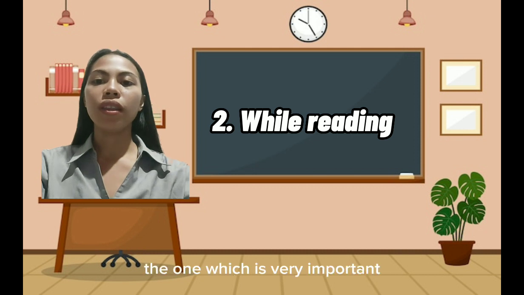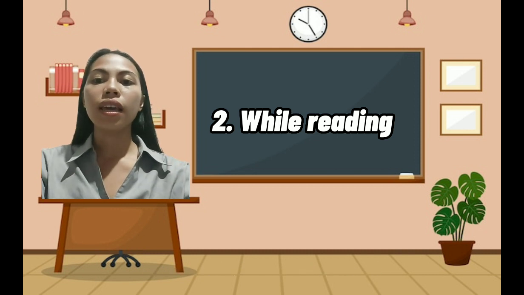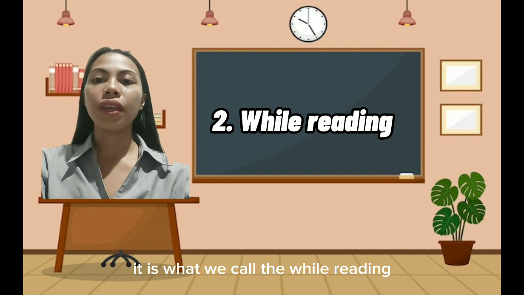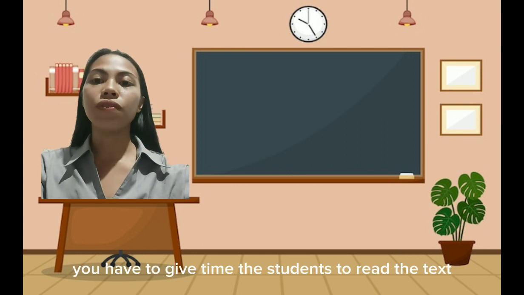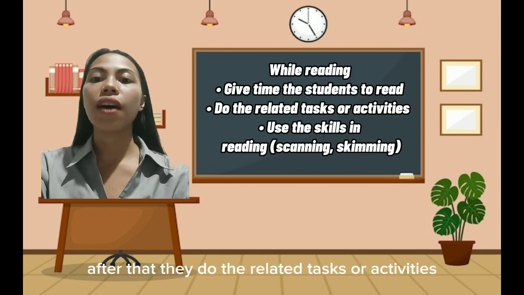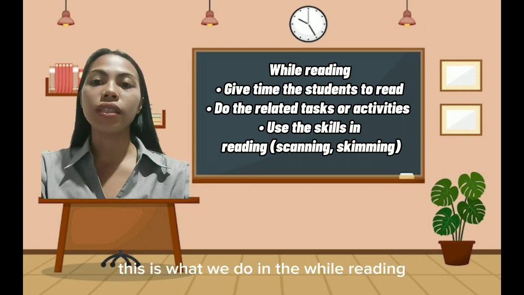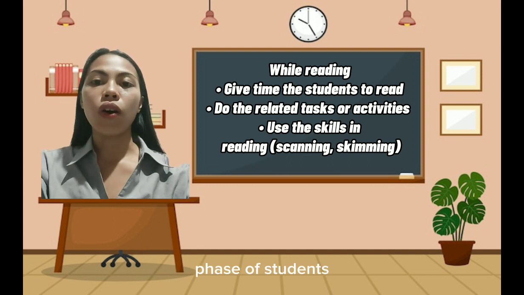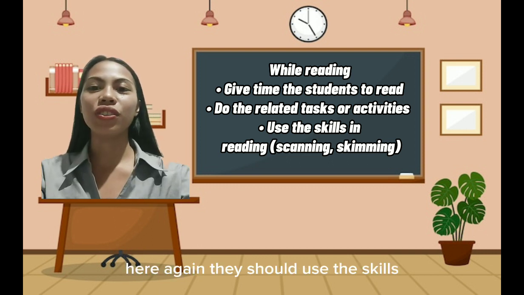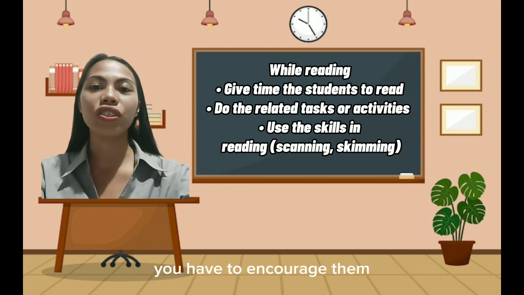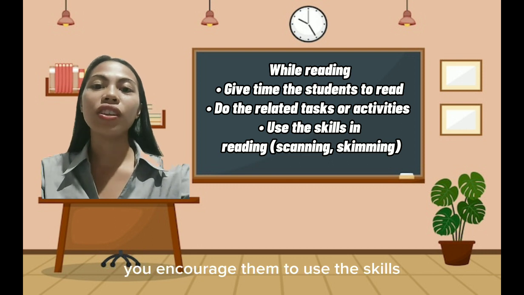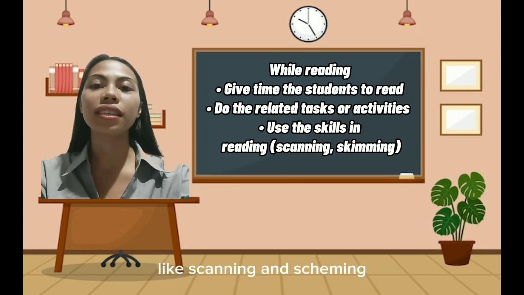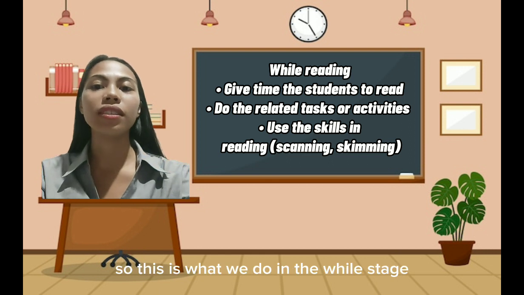Stage number two, the one which is very important, is what we call the while reading. The while reading is reading here. You have to give time to the students to read the text. After that, they do the related tasks or activities. This is what we do in the while reading phase. Here again, they should use the skills. You have to encourage them, especially while you are correcting the task, to use skills like scanning and skimming. So this is what we do in the while stage.